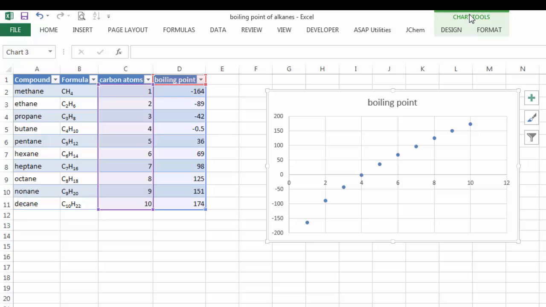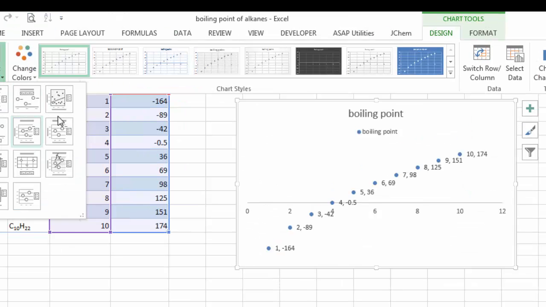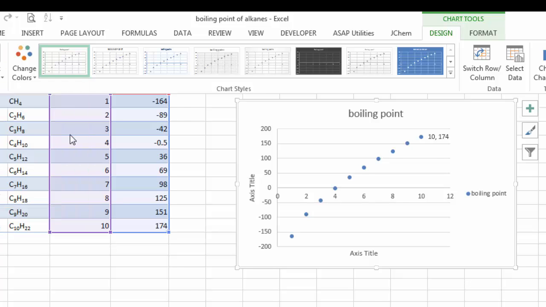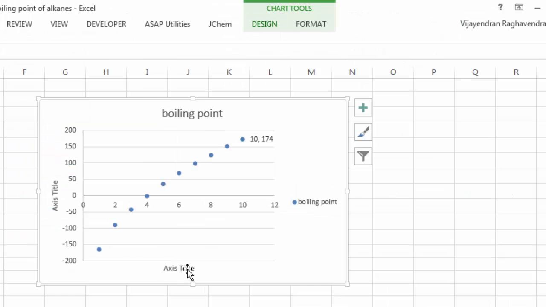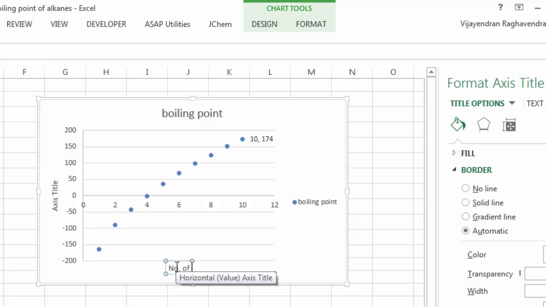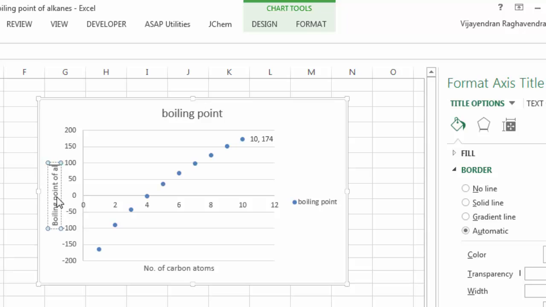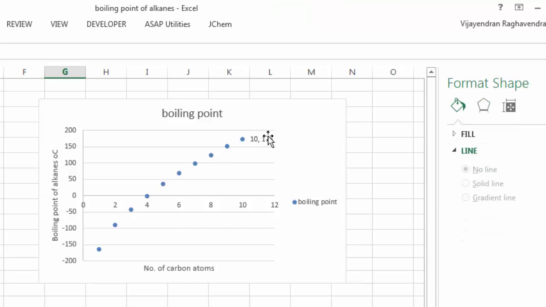So if we wanted chart axis titles, we can use any of these formats. Okay, let's choose this one that's got an axis title. So I can now write in the number of carbon atoms, and then for the y-axis I've got the boiling point of alkanes in degrees centigrade. Okay, so we've got all these points here.